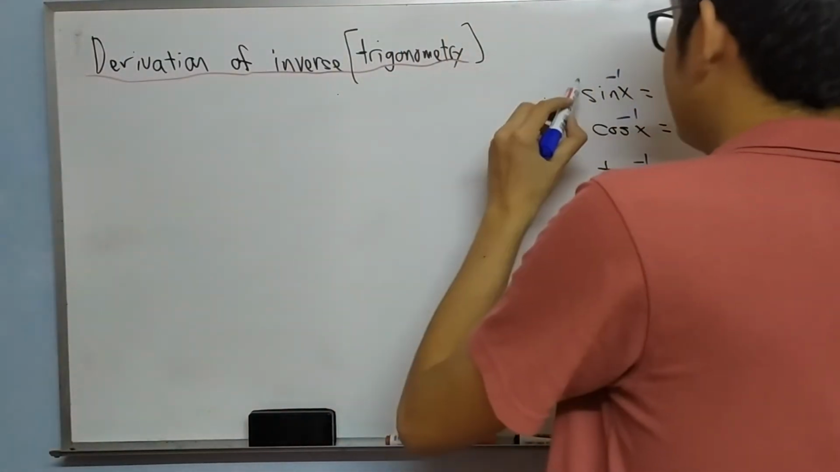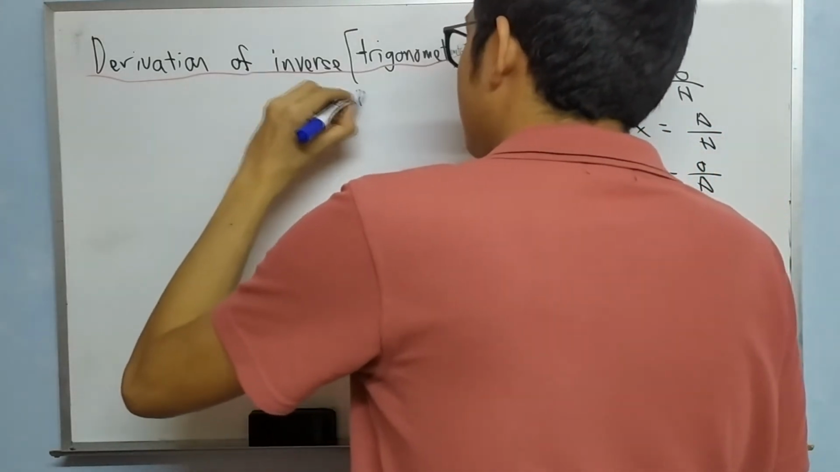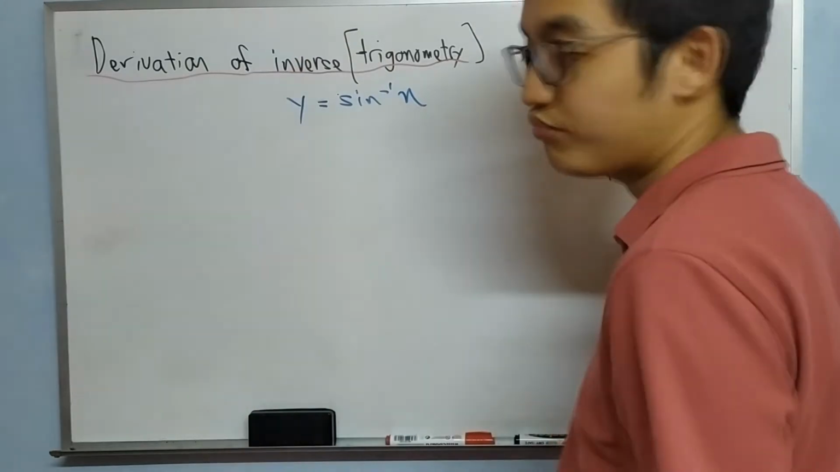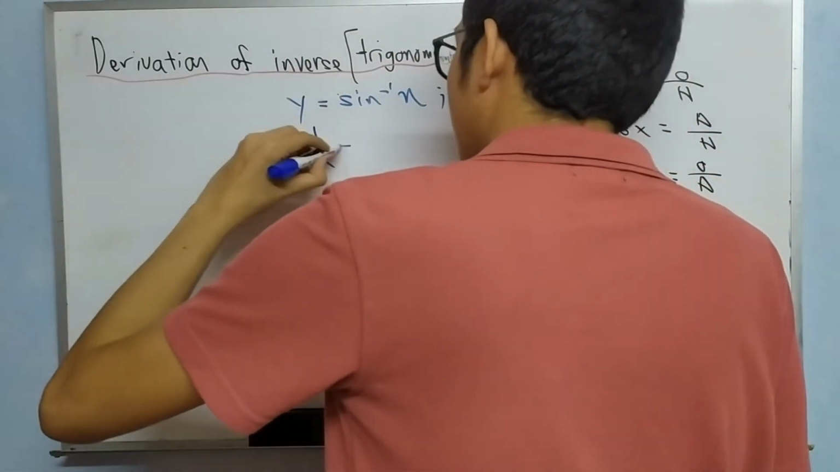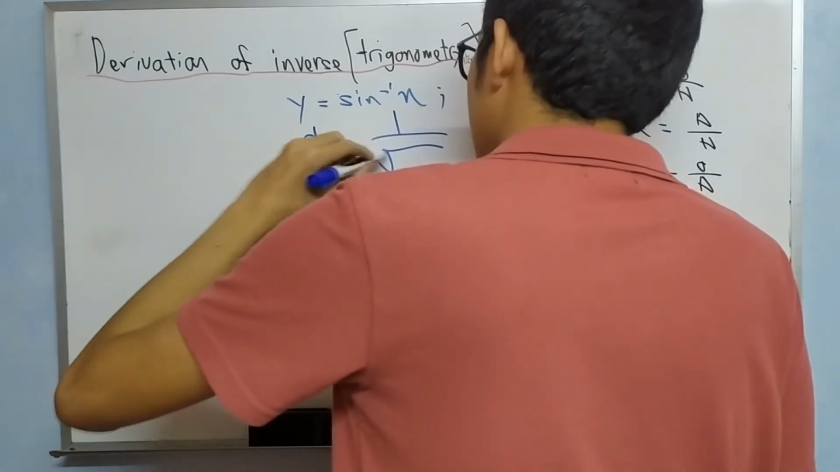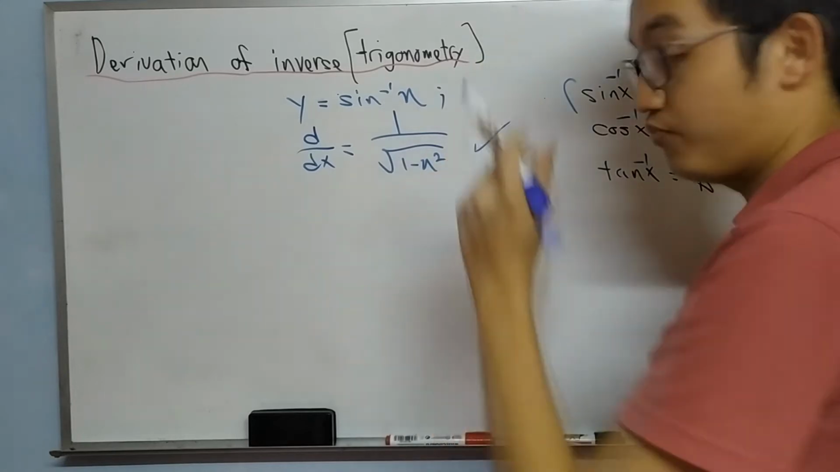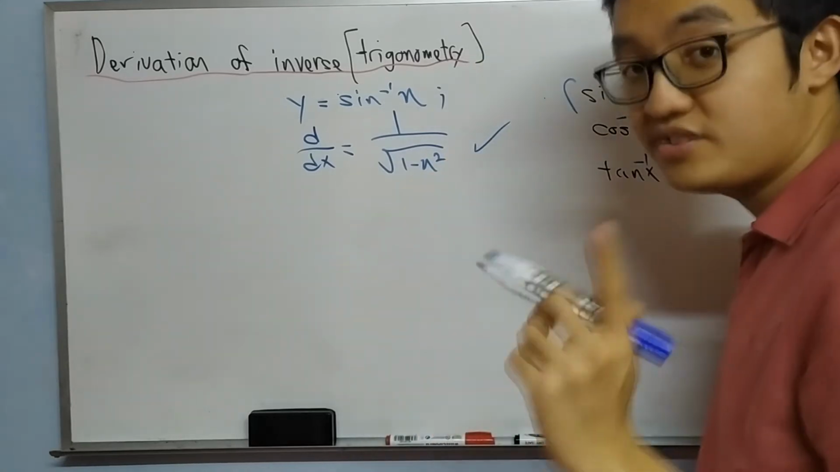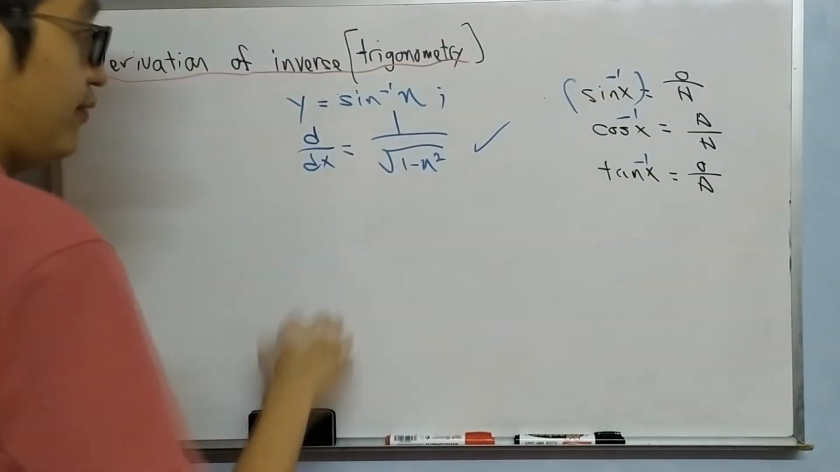Now I will start with sine inverse x. As we know, if this is the function, the given derivative is 1 over the square root of 1 minus x squared. How do we get this? There is a formula to get this. Now, let's prove it.